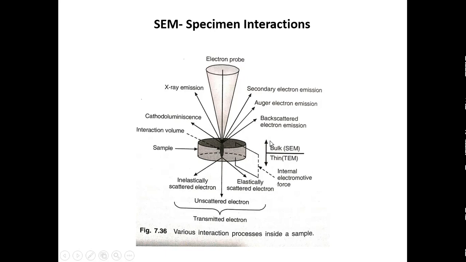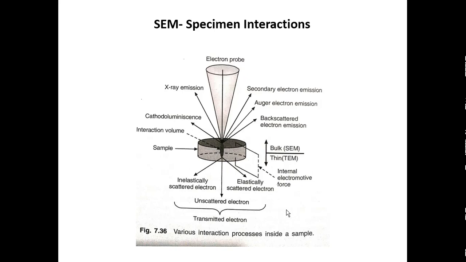So for bulk thickness material, usually we use SEM because the beam hits the surface and penetrates over the surface. That is the method of doing the scanning or analyzing the surface here. In the case of thin films, we use the TEM technique, or transmission electron microscope, that we will discuss next.